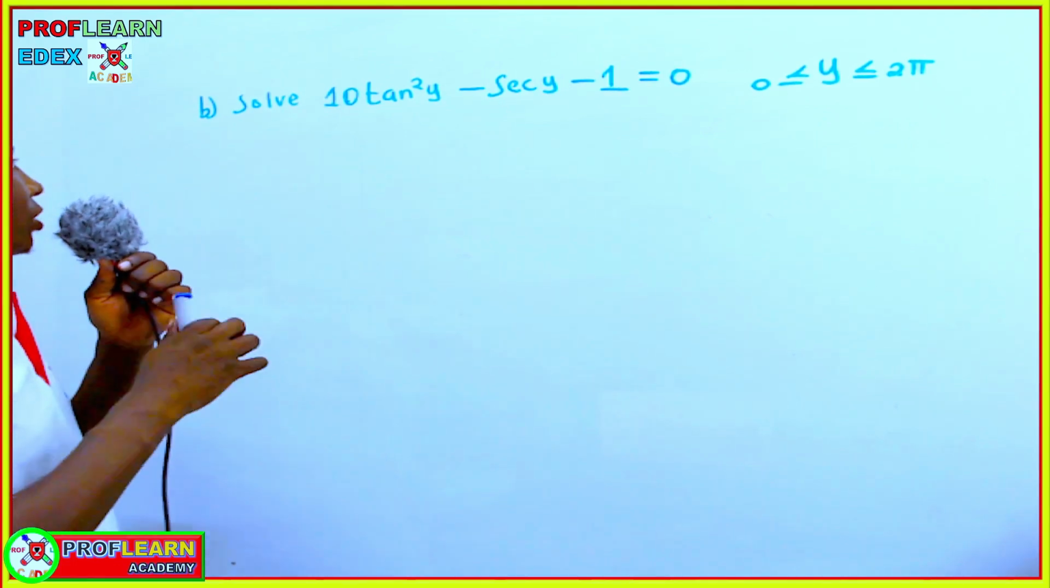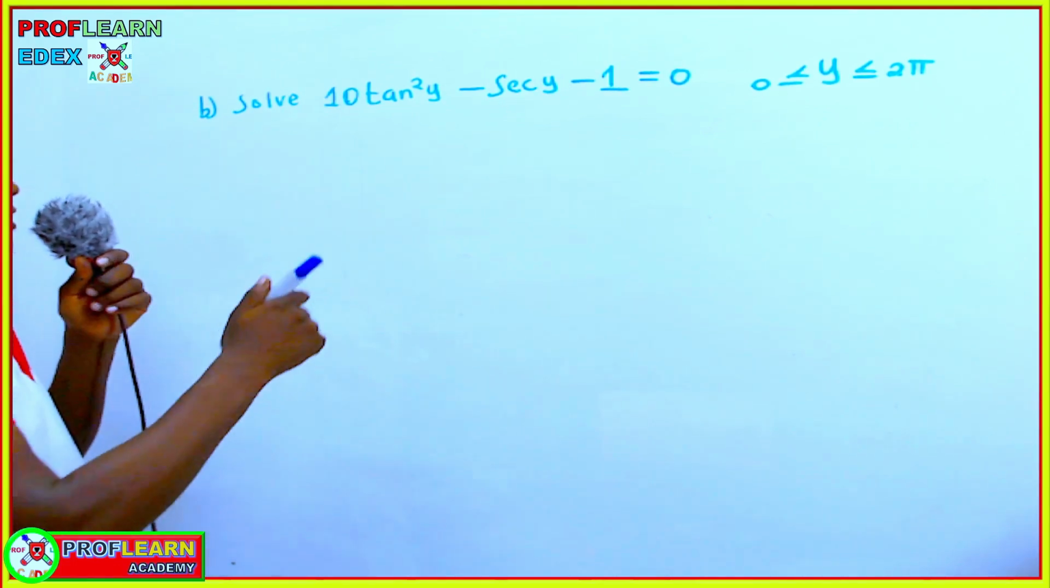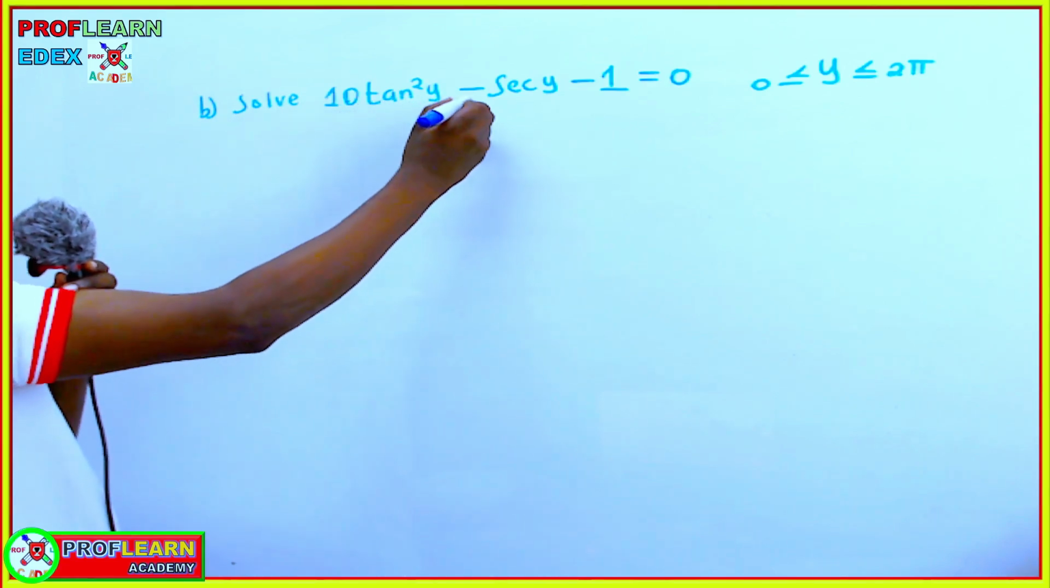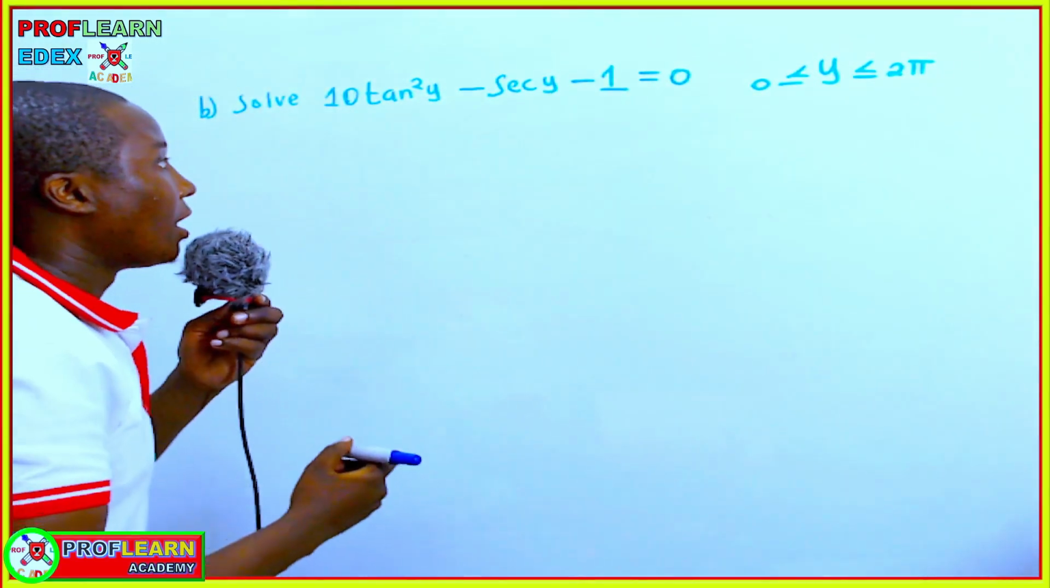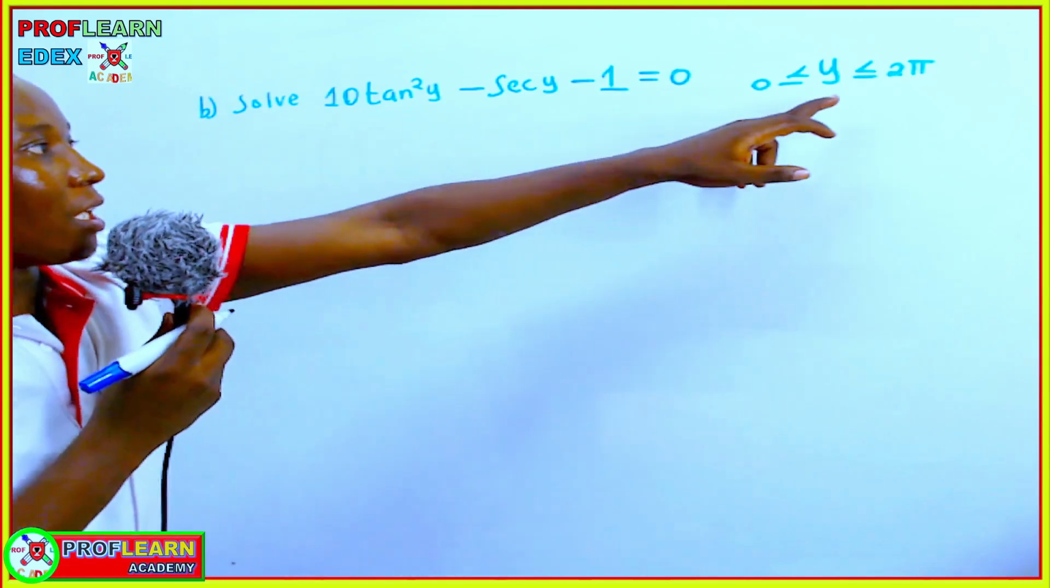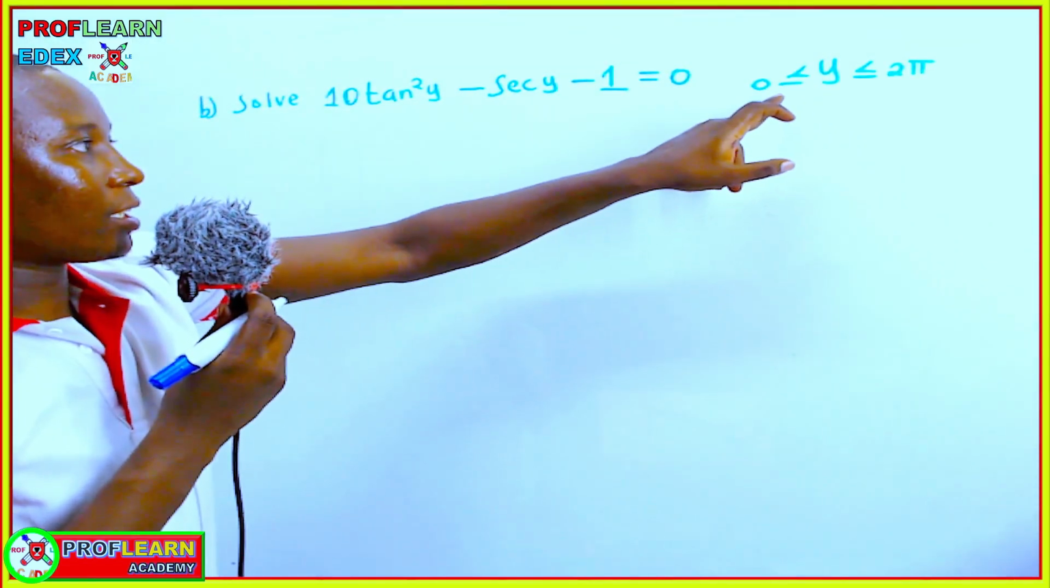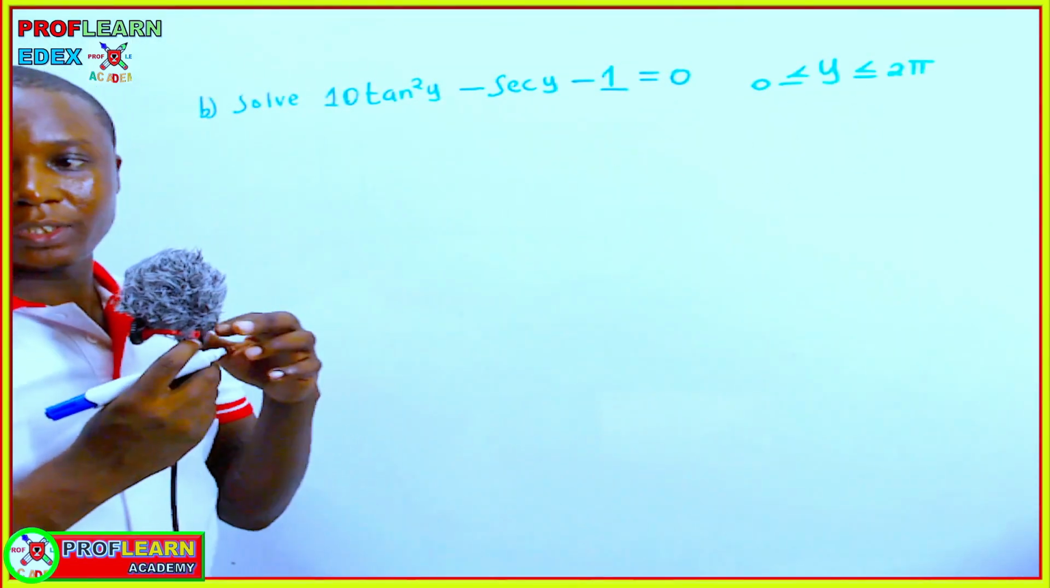Now, in this question, we are told that 10 tan squared y minus sec y minus 1 is equal to 0. Then you are supposed to solve for y, where y is greater than or equal to 0 and less than or equal to 2 pi.